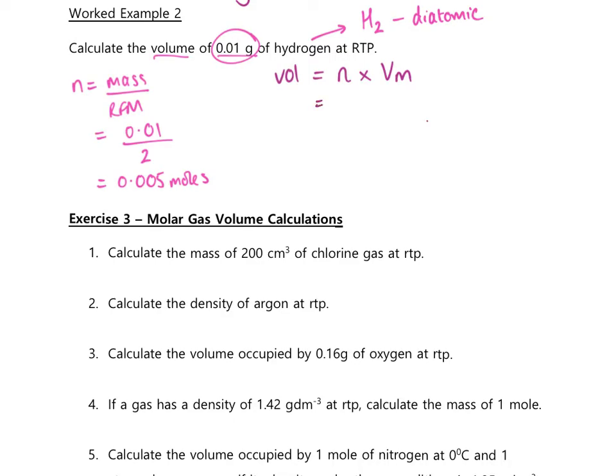So that's going to be the number of moles that we just worked out, which is 0.005 moles. At room temperature and pressure, our molar gas volume is 24 decimetres cubed. Again, put that into your calculator and that works out as 0.12 decimetres cubed. You can leave it at that, which is absolutely fine, or you can multiply by 1,000 and that gives you your answer in centimetres cubed, which is 120 centimetres cubed.